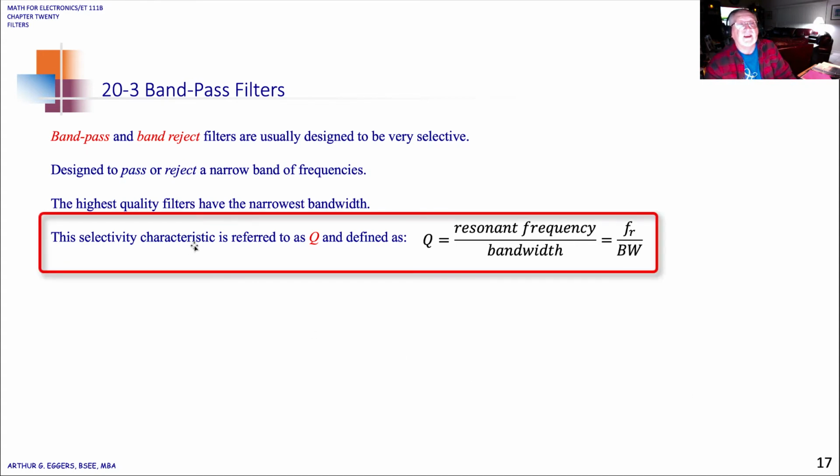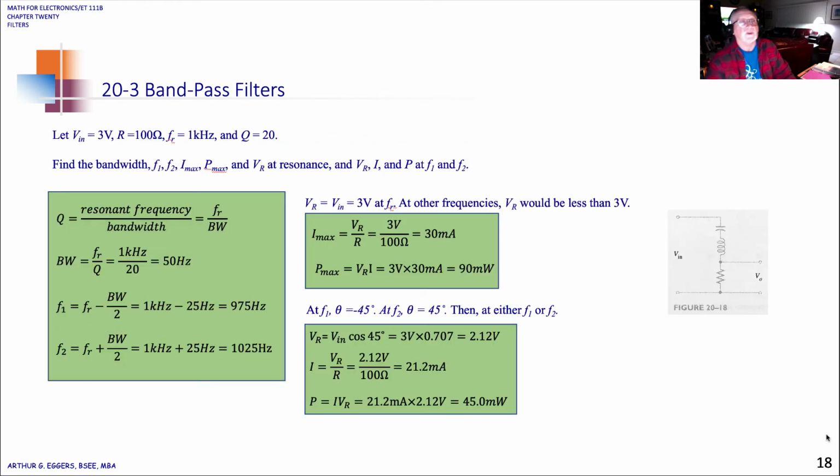This selectivity characteristic is called the Q and is defined as the ratio of the resonant frequency to the overall bandwidth. So let's take a look at using those relationships. If we have a simple RLC circuit where the input voltage is 3 volts, the resistance is 100 ohms, the resonant frequency is 1 kHz, and we have a Q or quality of 20. Find the bandwidth, F1, F2, I max, P max, and the voltage across the resistor at resonance, and VR, I, and P, the power at F1 and F2.